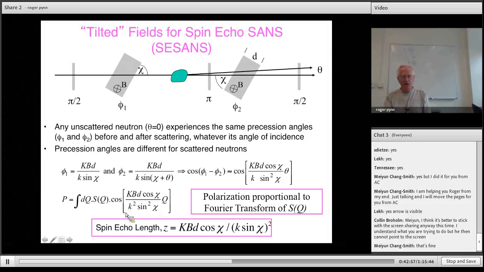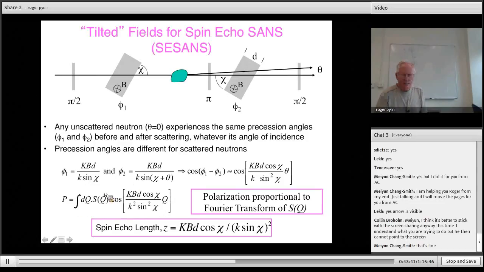Now, the total polarization that I'm going to measure, this is the polarization for one neutron, if you like, because I've just taken cosine of the Larmor phase for one neutron in the initial beam minus the final beam. But I'm going to have to add all of those up, and I add them up times the weighting factor, which tells me how likely it is that I'm going to get some scattering event with wave vector transfer q, and that's just the S of q that you've seen before as the elastic scattering cross-section. And then I'm just going to integrate that over all q.